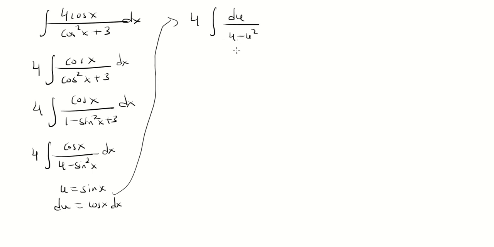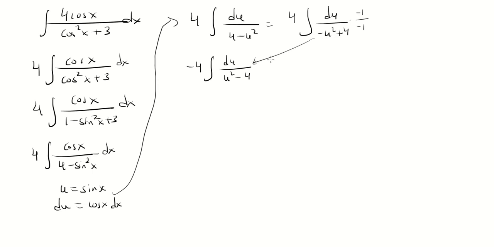And just to make things easier, I'm going to multiply the top and the bottom by negative 1. So it's negative 4. And then I'm going to rewrite this as u squared minus 4. So basically you pull out a negative from the bottom. And when you multiply it by negative 1, I guess let's write it out. So we have negative u squared plus 4. If I multiply the top and the bottom by negative 1, we get to this.